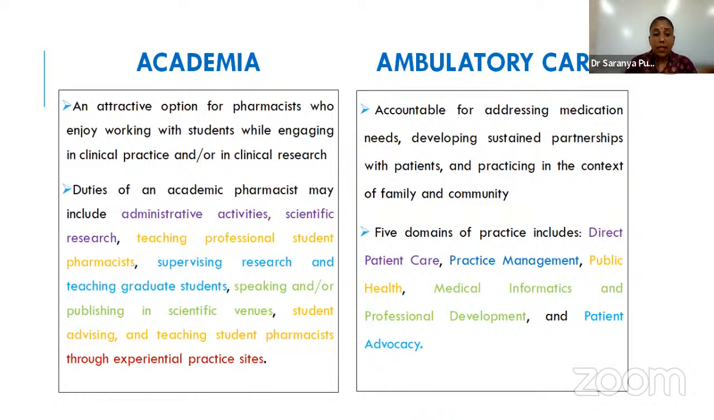You will be speaking in public venues, scientific venues. You will be publishing the research papers, whatever you have researched. And you can advise the students and teach the student pharmacists, all through experiential practice sites. So this is about academia. You will have a very good time teaching the students as well as practicing what you have learned. And you will be learning.